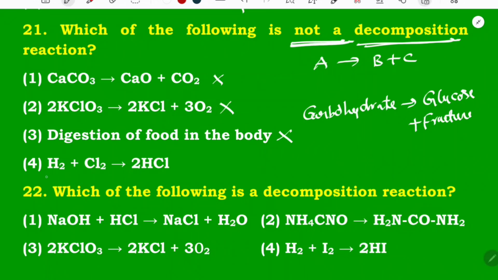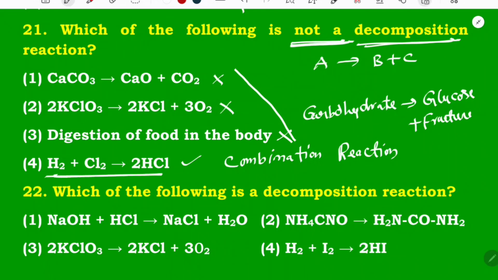So here, these three are decomposition reactions. So we want the not decomposition reaction. This is correct. Why? Because two or more reactants combined to a single product. This is a combination reaction. So the above three are decomposition reactions. The fourth one is a combination reaction. So not a decomposition means we can write combination reaction. Okay. Next.